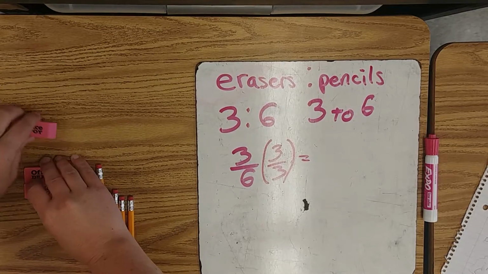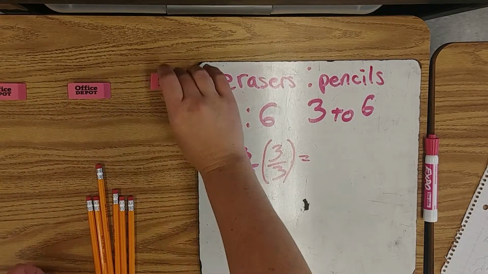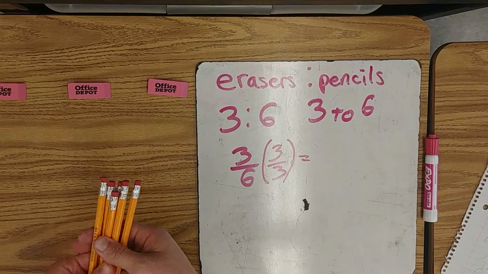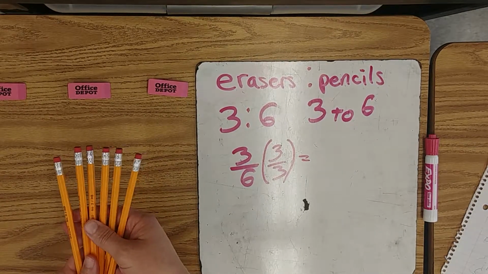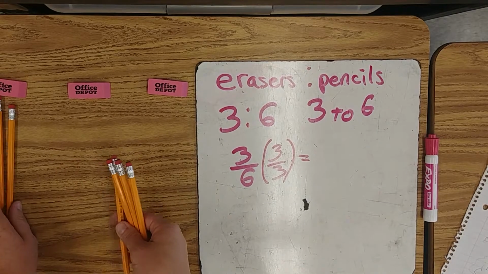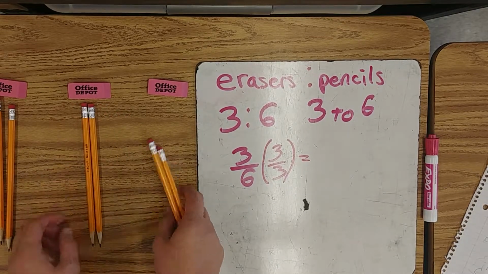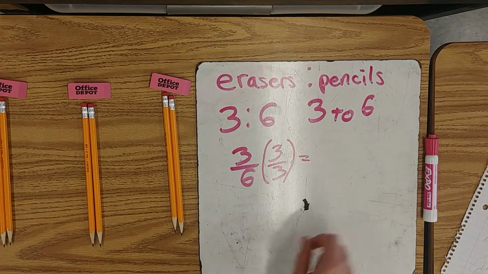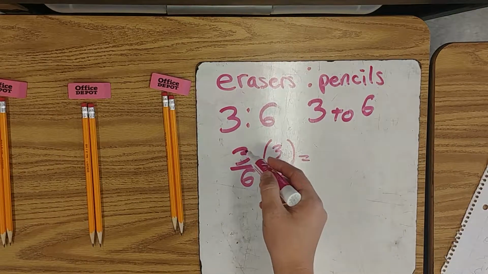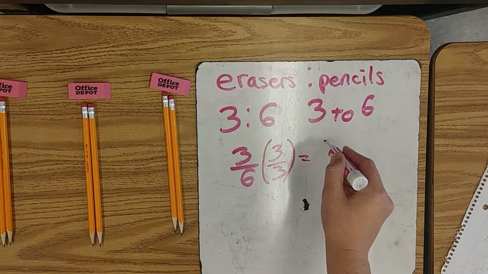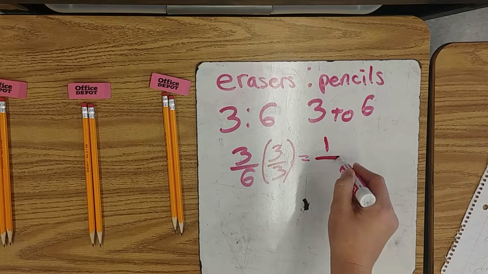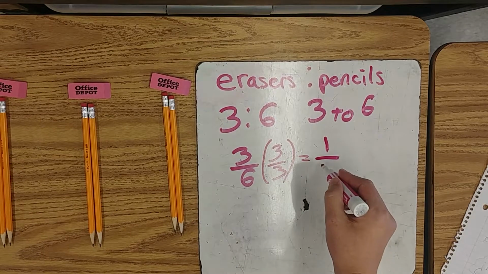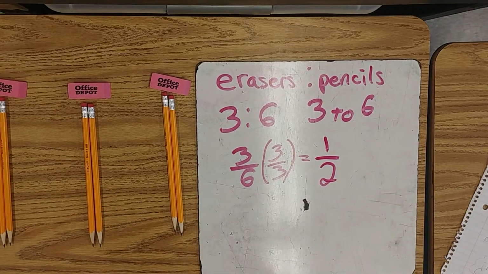I'm going to take my 3 erasers and divide them into 3 different groups. Group 1, Group 2, Group 3. Then I'm going to take my pencils and evenly divide them into 3 groups. 2 here, 2 here, 2 here. As long as they don't roll away. So when we divided the 3 erasers into groups of 3, we got 1 eraser per group. When we divided our 6 pencils into groups of 3, we have 2 pencils per group.